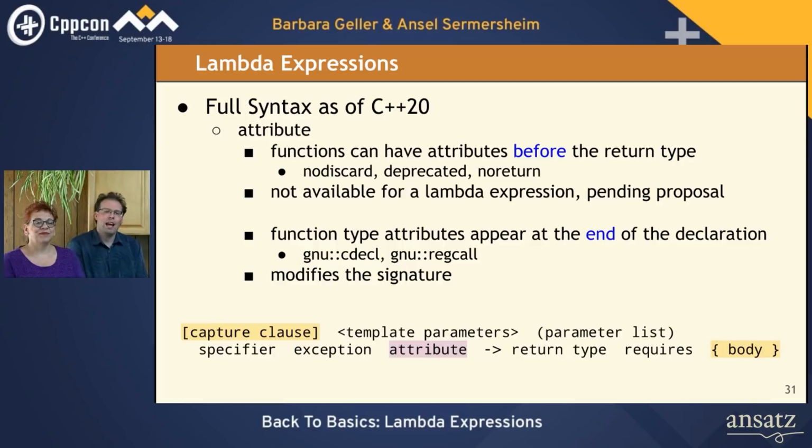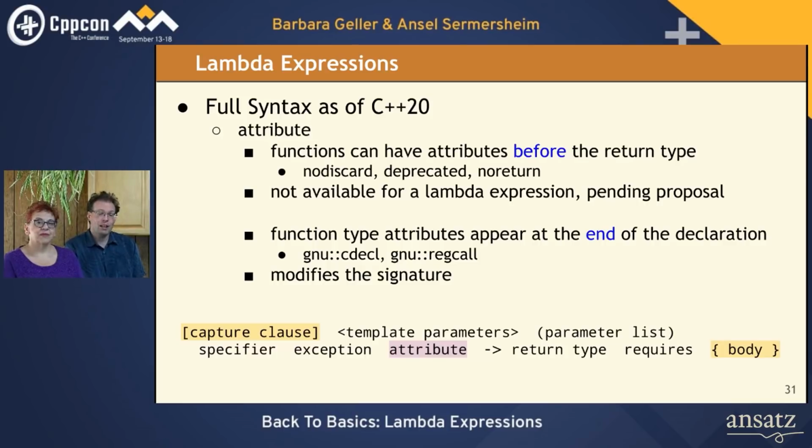Now we come to the function attributes, and this one's a bit tricky. Not many people know this, but there are actually two different groups of function attributes in C++, based on where they can appear in the declaration. For a normal function, the attributes that we typically use, like deprecated or nodiscard, appear in an attribute block before the return type. And these are called function attributes. Those are not currently supported on a Lambda expression. There is a proposal pending to add this, but it hasn't made it into the standard yet, and it's not clear if or when it's going to be added.